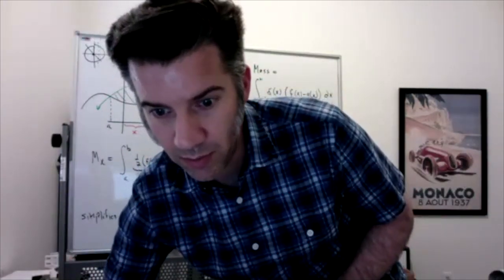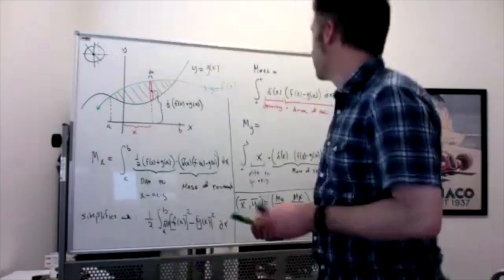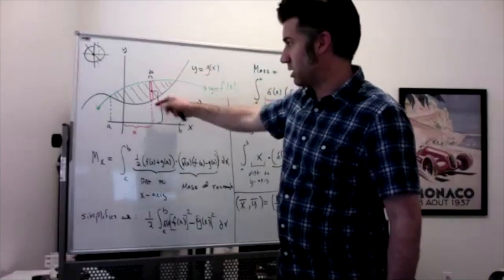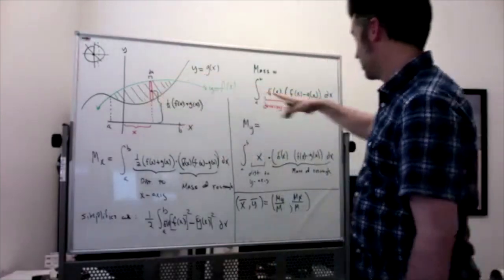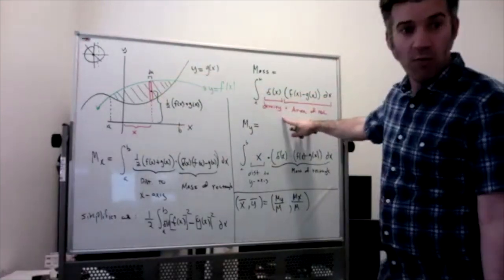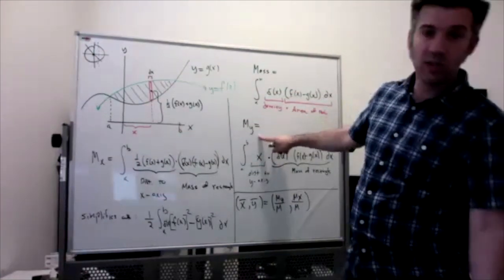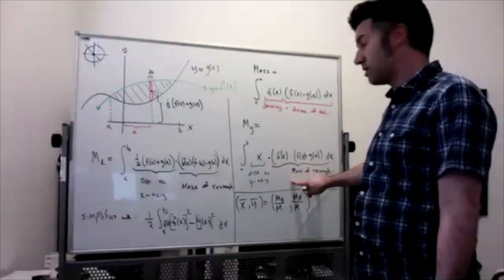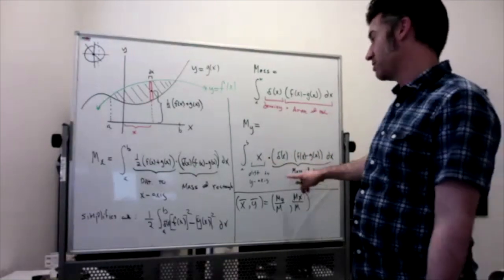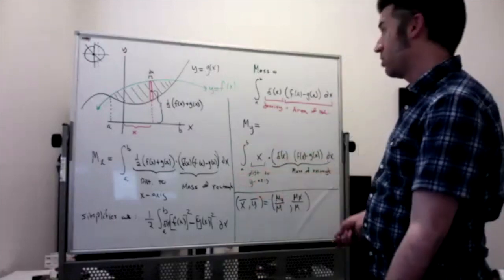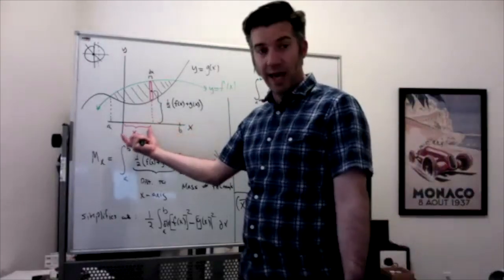There we go. Okay, so the area of the rectangle is just the height, which is F minus G, times the thickness, which is dx. So that's how you find the mass. And then the moment around the y-axis is just the mass of the rectangle times the distance to the y-axis, or the lever arm. So the distance to the y-axis is just x.